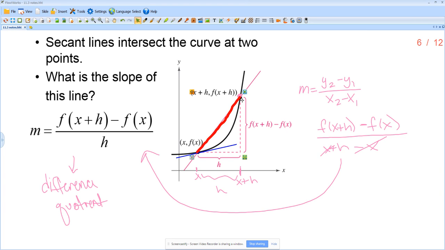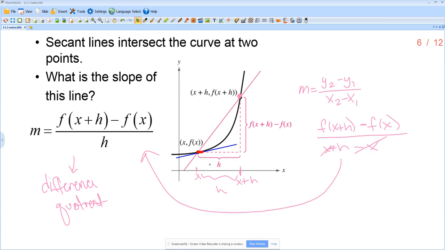As I move this point, oh, it's not letting me do that. We can do this, don't worry. Again, my red line is the secant between these 2 points. As I move this point closer and closer to x, this red line is going to get more and more near to the blue line. They'll essentially start becoming the same line.